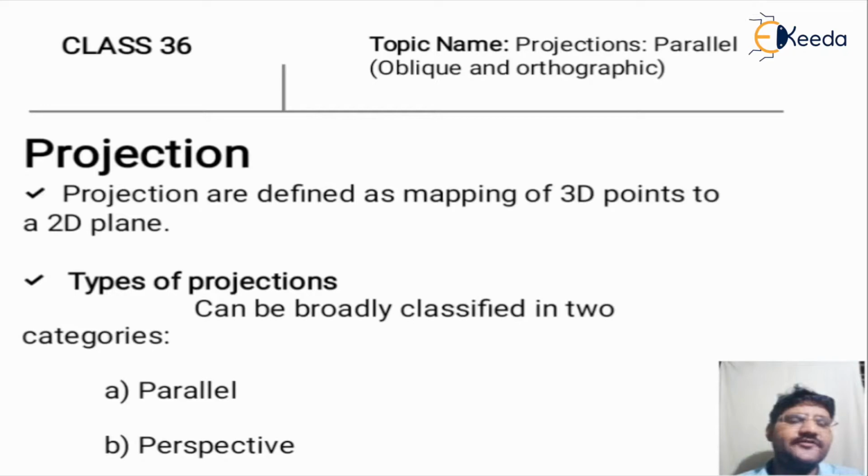Projection is defined as mapping of a 3D point to a 2D plane. When we want to draw a 3D object on a 2D plane, then projection is required. Projection can be broadly classified in two categories: number 1, parallel projection, and number 2, perspective projection.